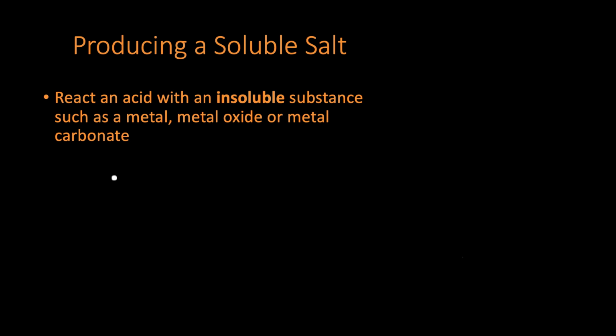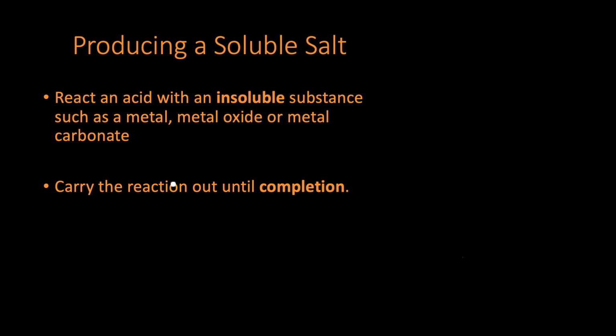The reason why we say this is that a soluble and insoluble salt are produced in different ways, because one of them is soluble in water, the other one is not. So to produce a soluble salt, we must react an acid with an insoluble substance such as a metal oxide or metal carbonate. The reason for that is so that there's no confusion as to what is what. If one's insoluble and one is soluble, then you can actually separate solid from liquid, and that is great.